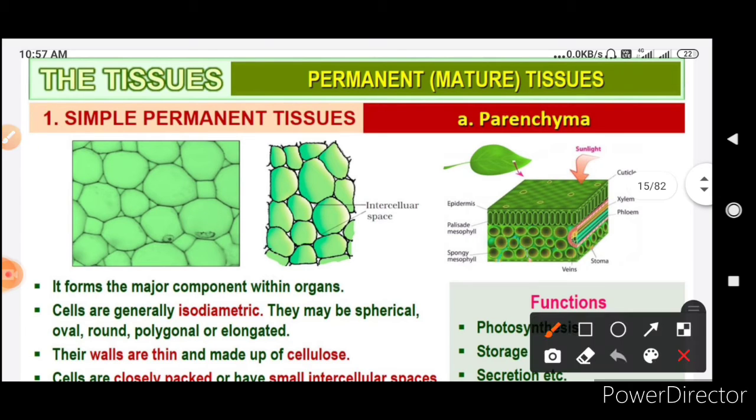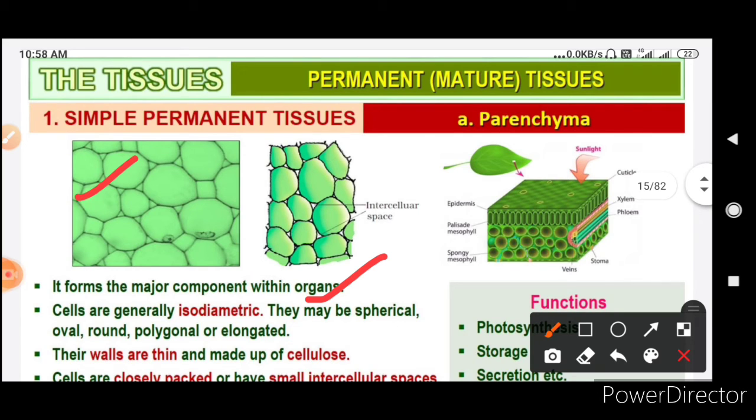Now it forms the major component within the organs. Cells are generally isodiametric, means they are similar in size. They may be spherical, oval, round, polygonal or elongated. You can see all the shapes in this. Their walls are thin.